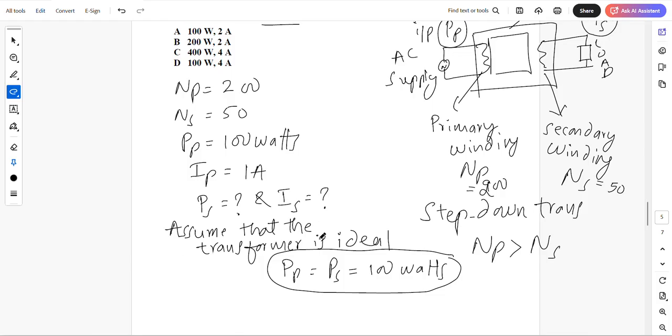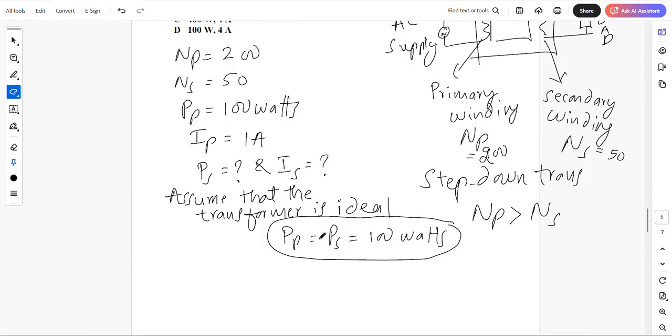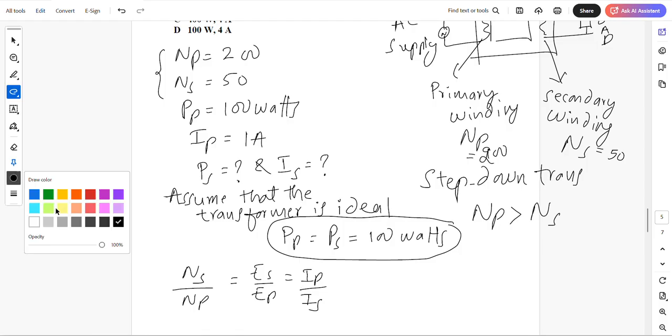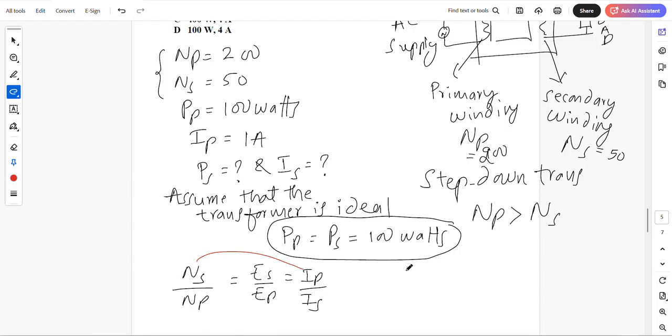You have to calculate IS. How to calculate IS? What is given? Here NS and NP are given. We can use the transformation ratio. NS by NP is equal to ES by EP, that is equal to IP by IS. Now we will be using these two ratios. NS by NP is equal to IP by IS.